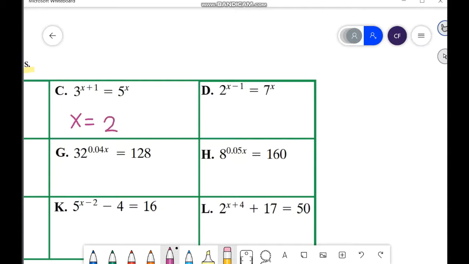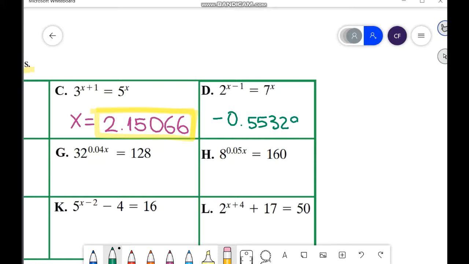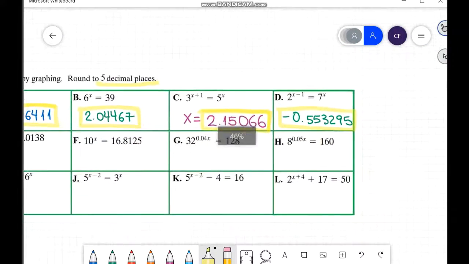Remember, after you check using the graphing calculator, go over the app. You just need to take a picture, scan, and the app will give you an answer. You will be confident. Makina, for letter D, you will have negative 0.553295. And the other ones you can check with the app.